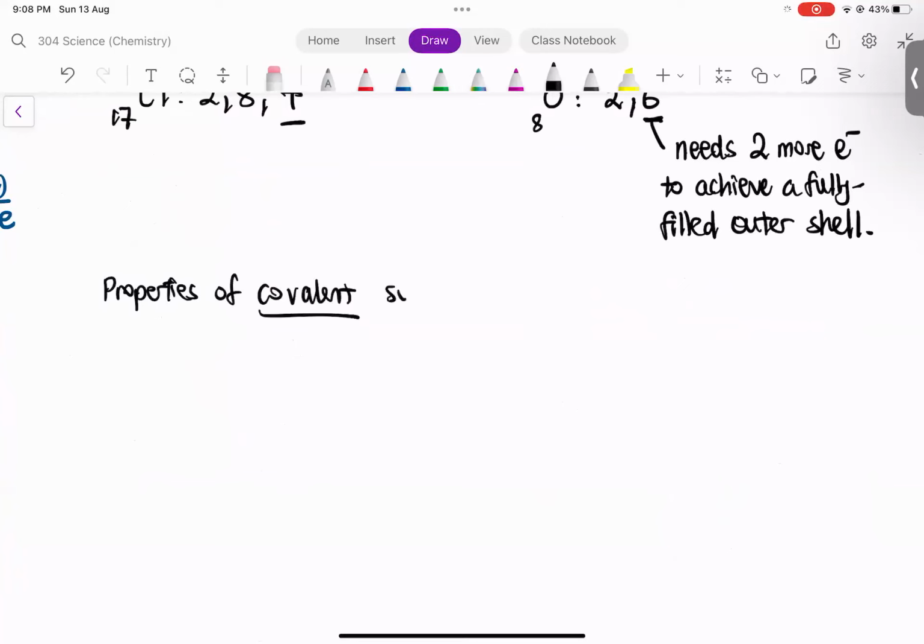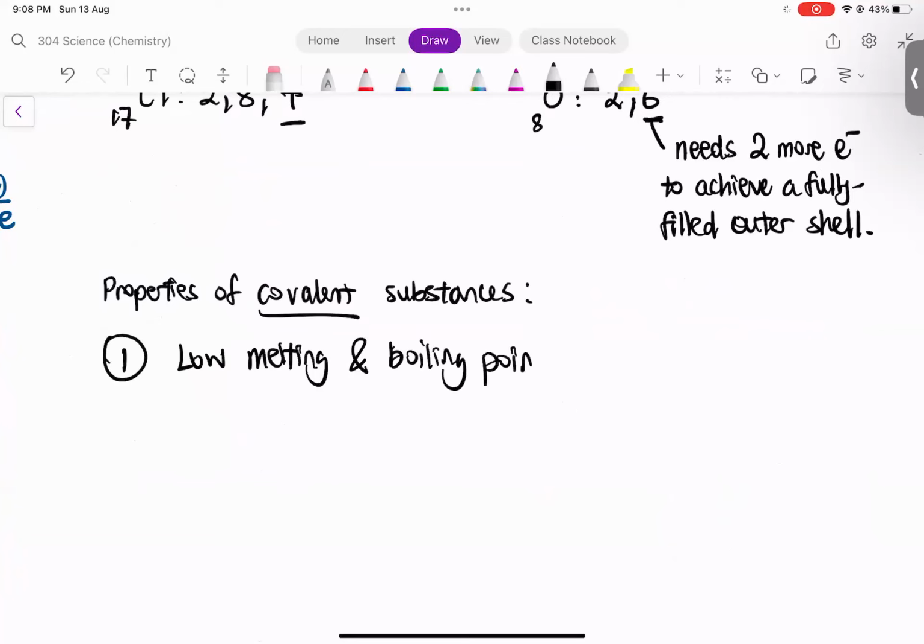Now, remember, I just said that ionic and covalent, they are opposites of each other. And this also extends to their properties. So just now under ionic, we say that they have high melting point. Covalent is the opposite. They have low melting and boiling points. So covalent substances like CO2, Cl2, H2O, NH3. Okay, they all have low melting and boiling points, which means that they tend to be gases.